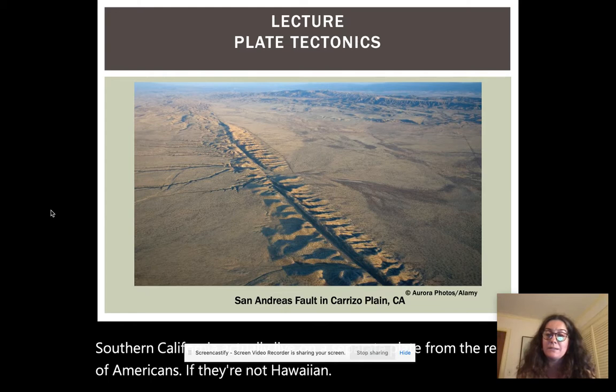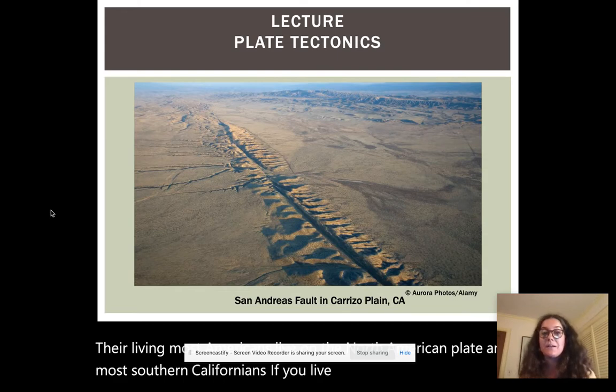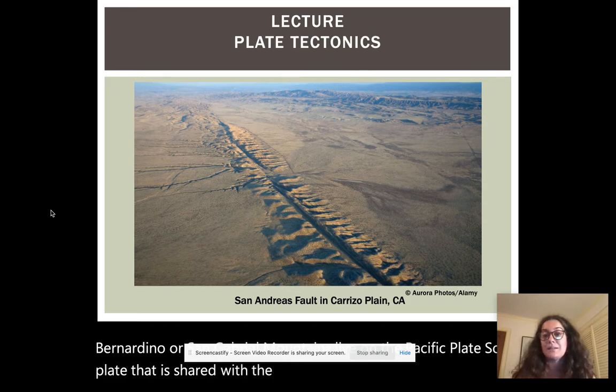Most Americans live on the North American plate, and most Southern Californians, if you live on the west side of the San Bernardino or San Gabriel Mountains, live on the Pacific plate, so a plate that is shared with the Pacific Ocean and the state of Hawaii. It's massive.